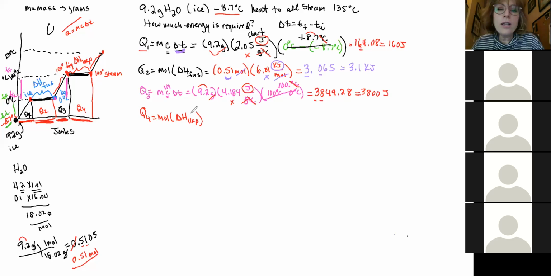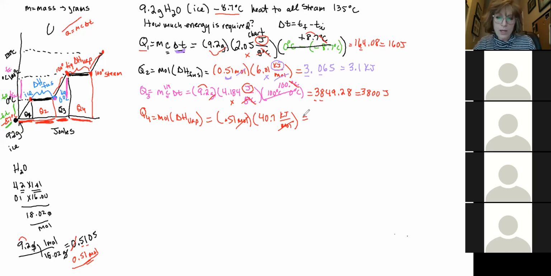We've already calculated the moles, so we don't have to calculate it out again. We ended up with 0.51 moles. So 0.51 moles, and then I just need the delta H of vaporization. If you have a reference sheet, tell me what the delta H of vaporization is for water. It's 40.7. 40.7, good job. And that's kilojoules per mole.